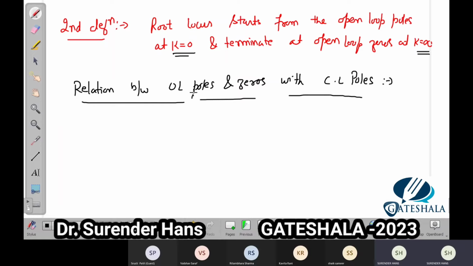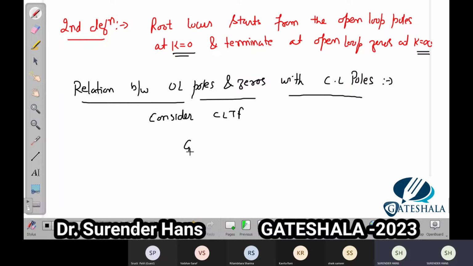So now the relation, let me complete this. After that you will understand that definitely this second definition, this root locus definition, starts from the open loop poles at k is equal to 0 and terminate at open loop zeros at k is equal to infinity. Okay, so what is the relation? Now consider this closed loop transfer function.